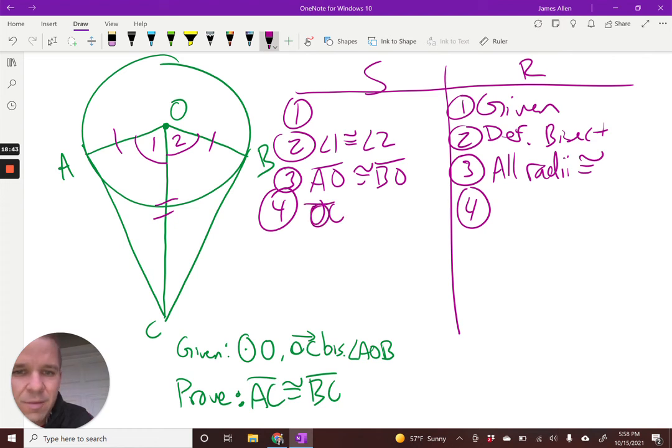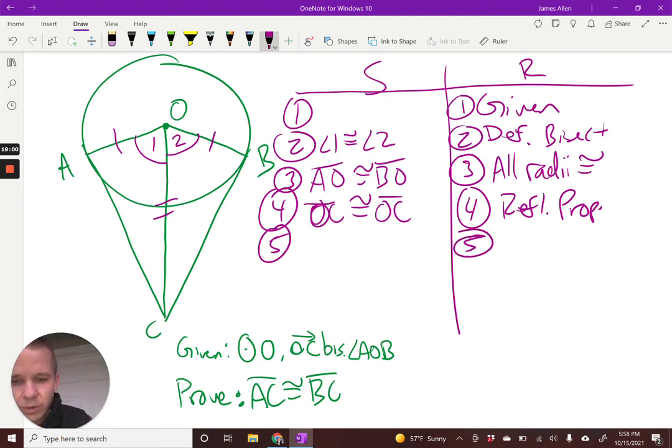It's like a gimme. It's like a freebie. We do misuse it from time to time, though, so don't overuse it, because it's only if a side is shared by two triangles. That's really the only time you ever use it properly. Reflexive property. And now I've got my triangles congruent.